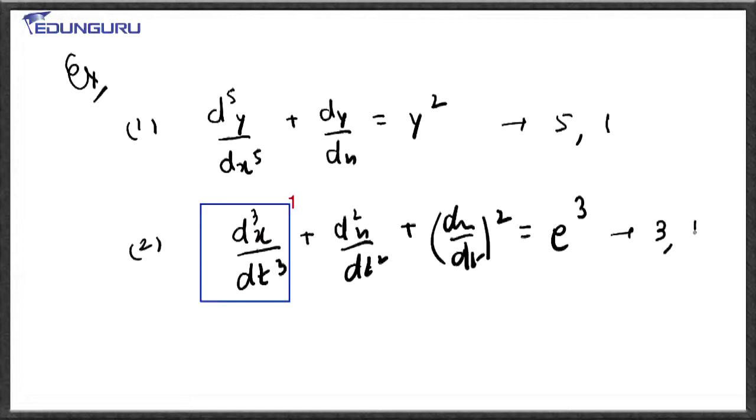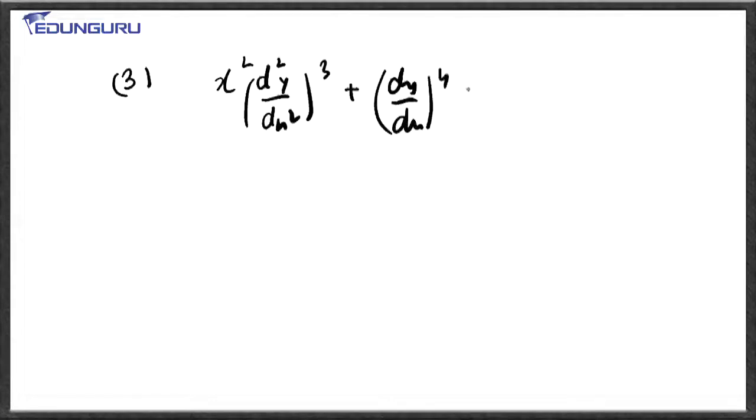So I say the degree of this differential equation is also 1. We'll take up 2-3 more examples, students. Suppose I have a differential equation which goes like x square (d2y/dx2) cube plus (dy/dx) raised to 4 plus y power 4 equals 0.